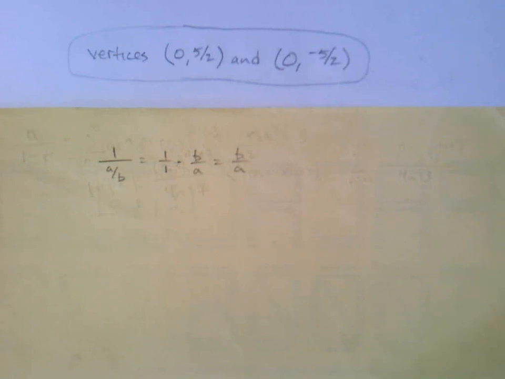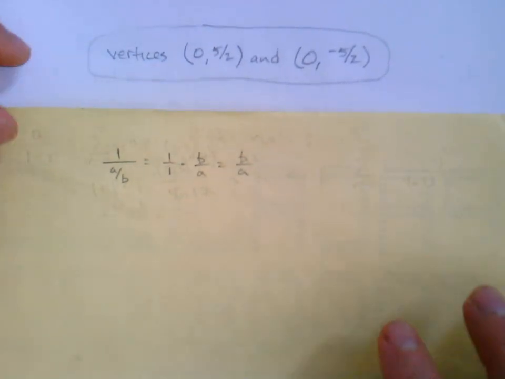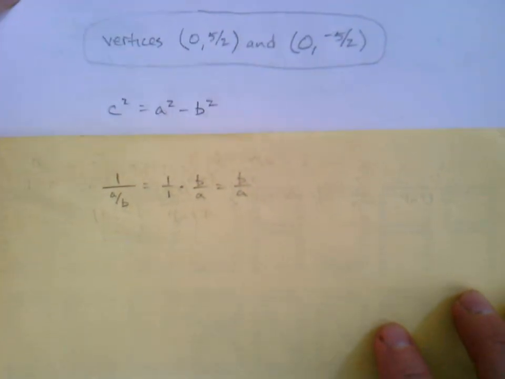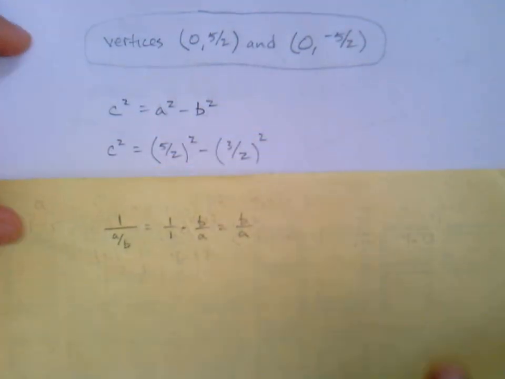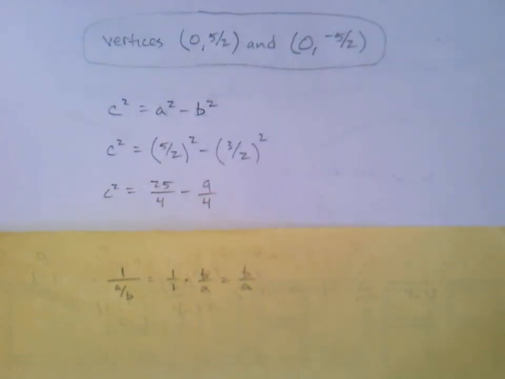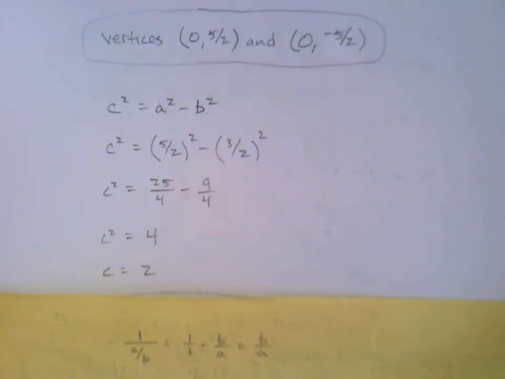They also asked us to find the foci. Well, for that we need the value of c. And so this equation comes into place: c squared equals a squared minus b squared. So we'll plug in our values of a and b. Turns out c is going to work out fairly nice. 25 over 4 minus 9 over 4 gives 16 over 4, which means c squared equals 4, and so c equals 2.